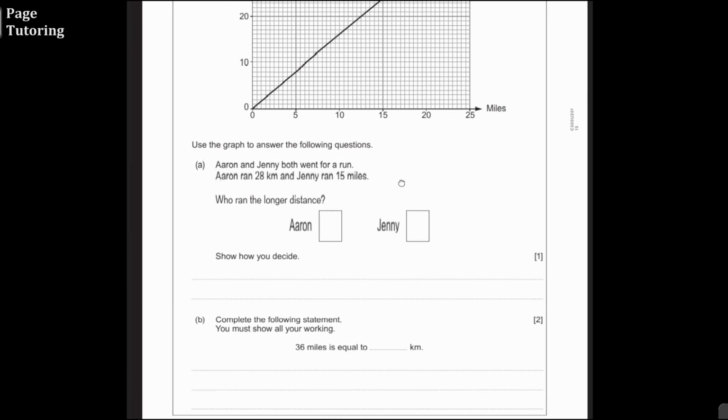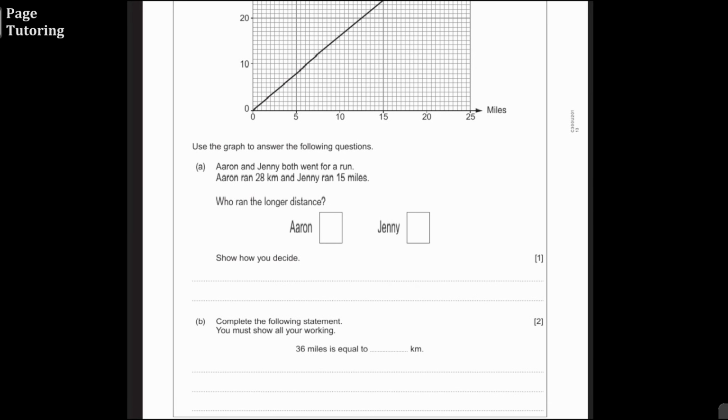Now it says use the graph to answer the following questions. Aaron and Jenny both went for a run. Maybe they're good friends, maybe they're training for a marathon. We don't know, and we don't care, frankly. We only care about the numbers. So it says Aaron ran 28 kilometers and Jenny ran 15 miles. Who ran the longer distance?